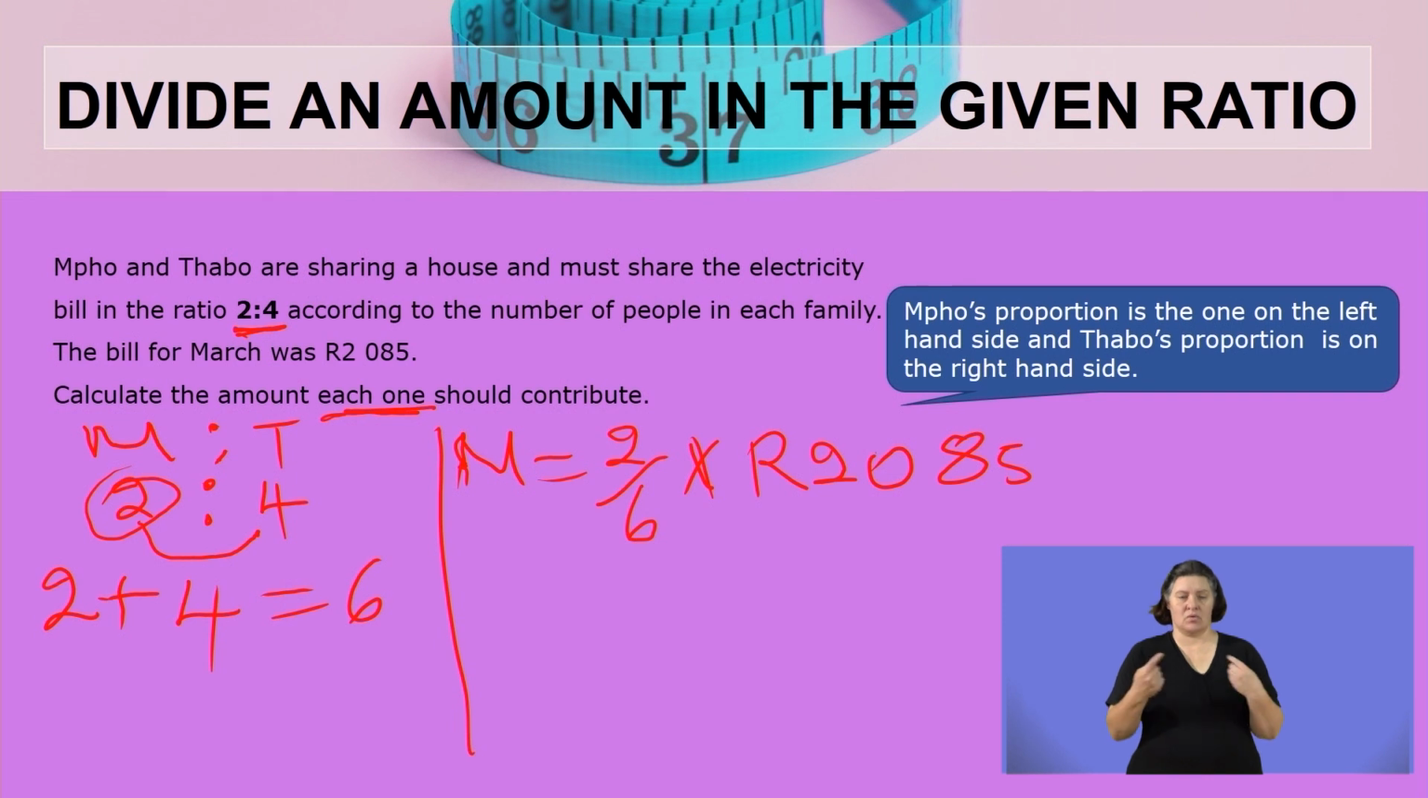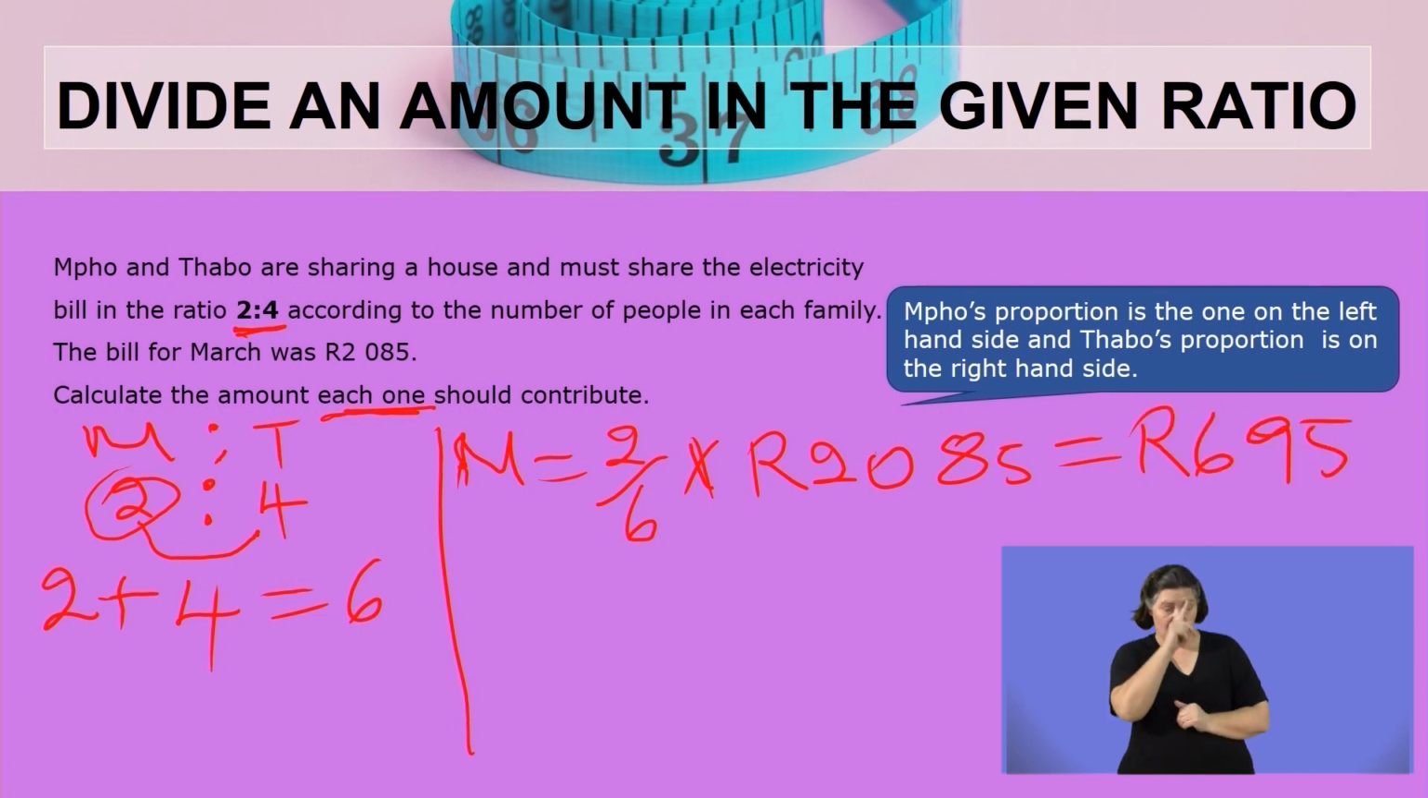So now when we multiply, press the calculator with me. 2 divided by 6, multiply by 2,085, then we get 695. So remember what I said. You can as well subtract this amount from the total to get how much Thabo will contribute. But because I want you to excel in the skills of applying the ratio, I want us to do this together. Still use the same method.